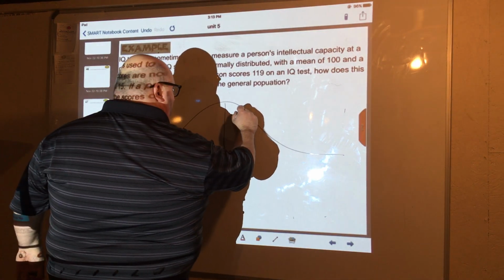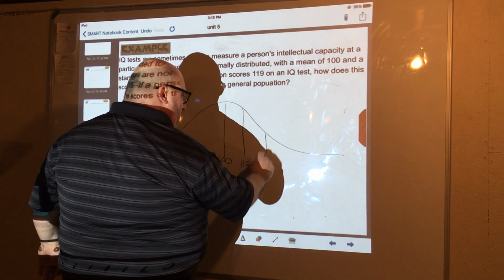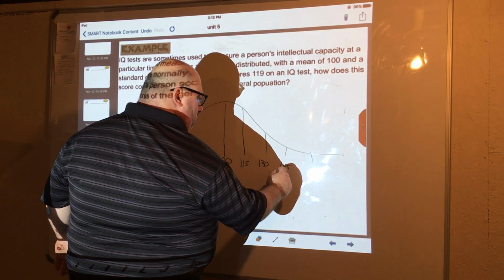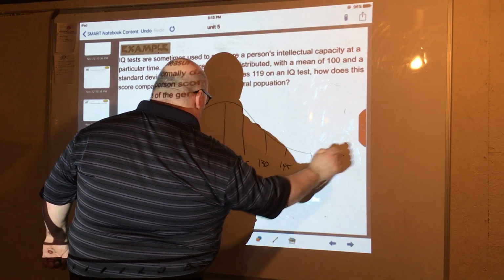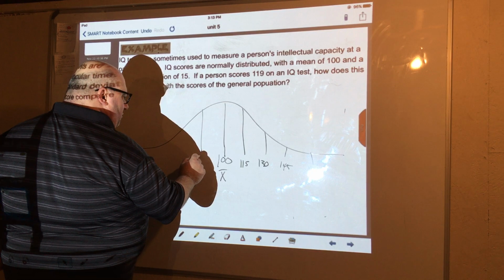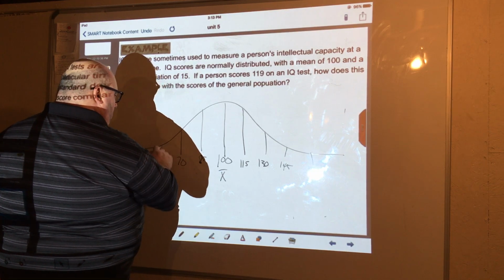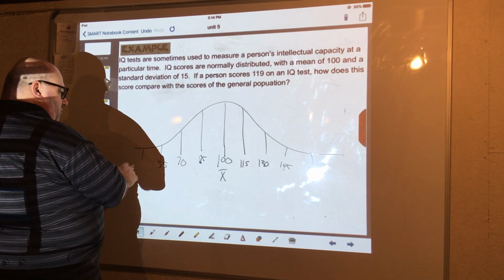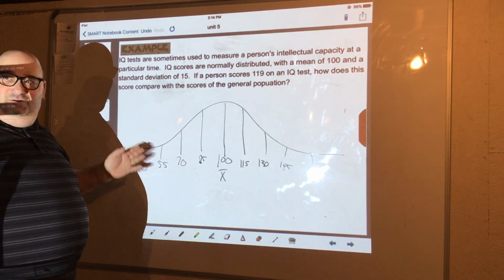That means that from the mean of 100, we go to 115, 130, 145, and what's next? 160. Going the other way, 100 minus 15 is 85. Right? Then 70, 55, and 40. If you have an IQ of 40, you're a potato.